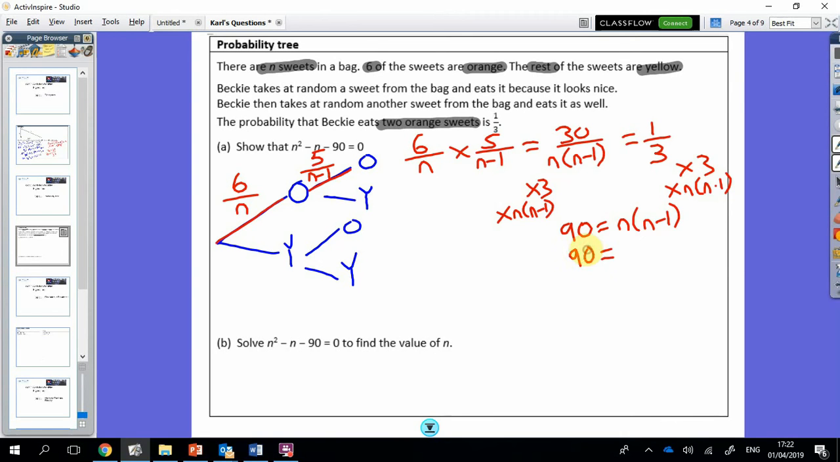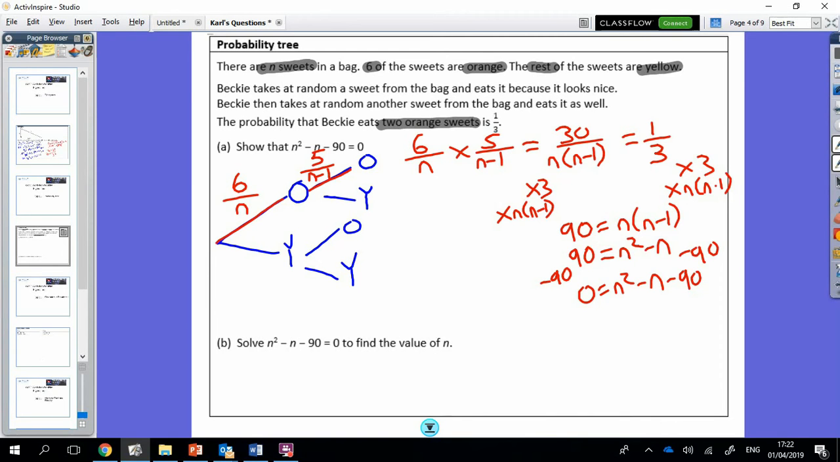Going to expand my brackets, so n squared subtract n, and then I'm going to take away 90 from both sides, leaving me with 0 on the left, and n squared, take away n, take away 90, QED. If you prefer, you may write the left and right hand sides the other way around.